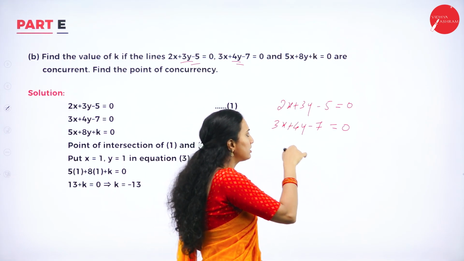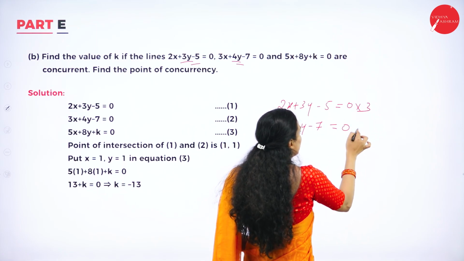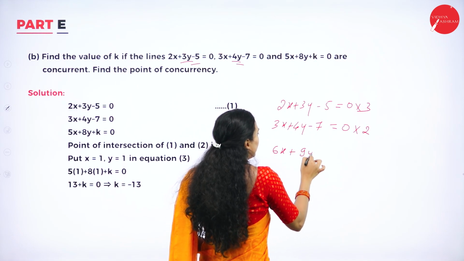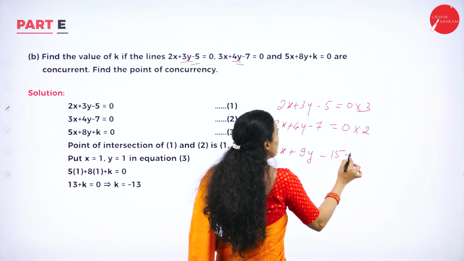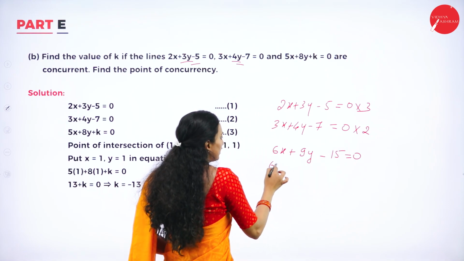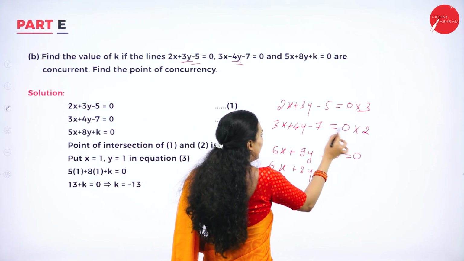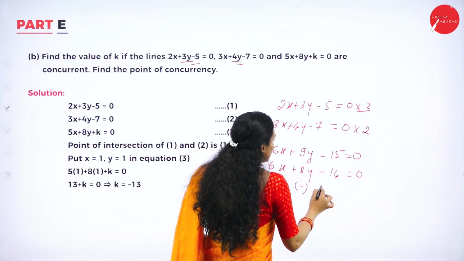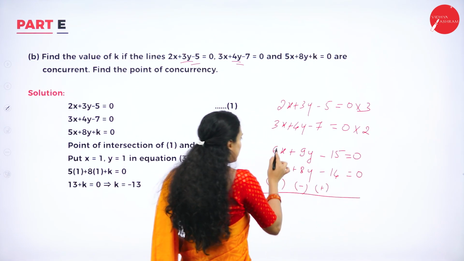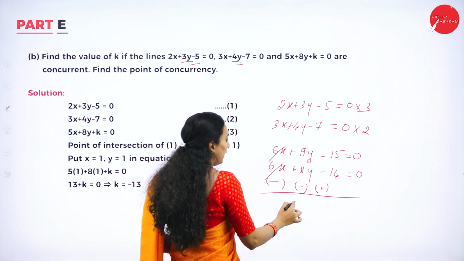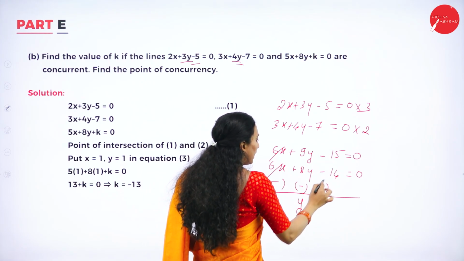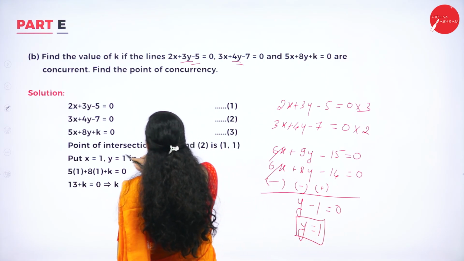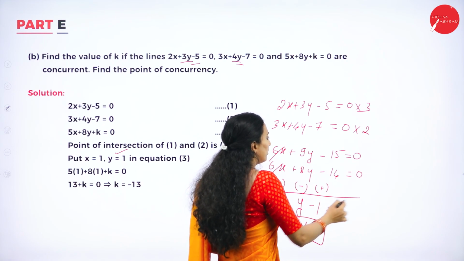Now the coefficients are not the same. Multiply the first by 3 and the second by 2. Now 3 twos are 6x plus 3 threes are 9y minus 3 fives are 15 equal to 0. Next, 2 threes are 6x, 2 fours are 8y, and 2 sevens are 14 equal to 0. You can subtract these. 6x and 6x will get cancelled. 9y minus 8y is y. Minus 15 minus 14 is minus 1, equal to 0. Otherwise, y is equal to 1. That's what we have found here. y is equal to 1. Next, finding the x value.